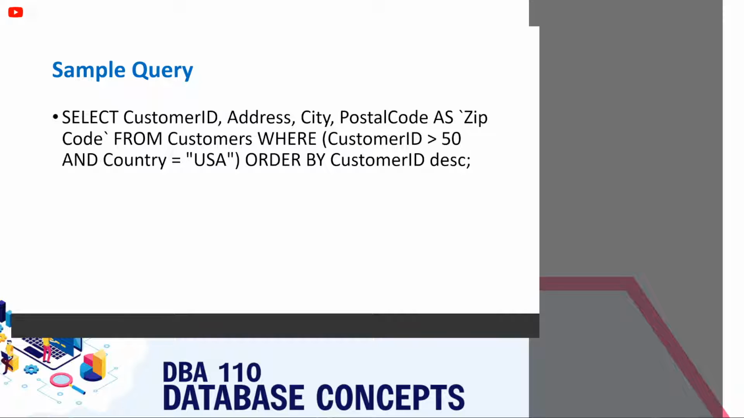We're in this table. We're looking for customer IDs greater than 50, so any customer IDs from 51 all the way up to positive infinity, hypothetically. And the country code they're from being the United States, USA. And then we're going to take those and we want to order them by descending. And maybe we want to do that because we want to see the newest customers first.